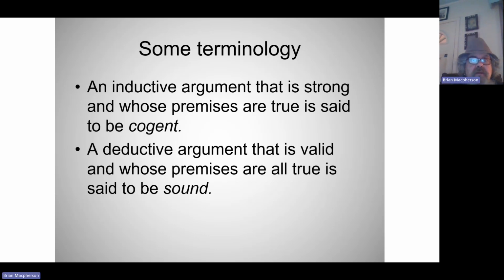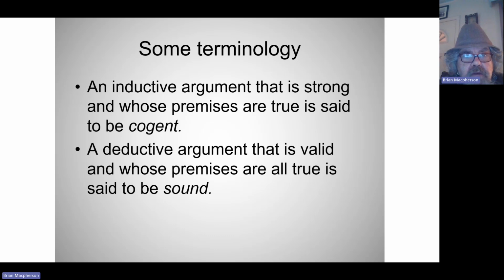So some additional terminology then. An inductive argument that is strong and whose premises are true is said to be cogent. Remember what we meant by strong? An inductive argument is strong if it is unlikely that the premises are true and yet the conclusion is false. So that's called a strong inductive argument. However, if the premise is false, then it's said to be uncogent. If the premises are all true, then it's said to be cogent. So an inductive argument that is strong and whose premises are true is said to be a cogent argument.